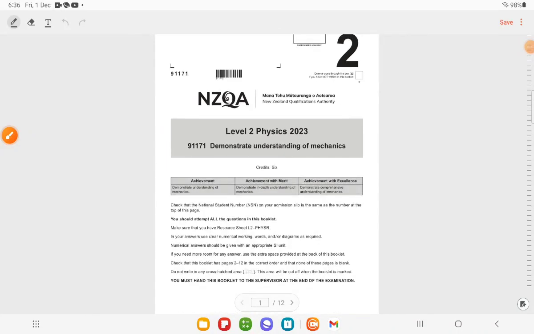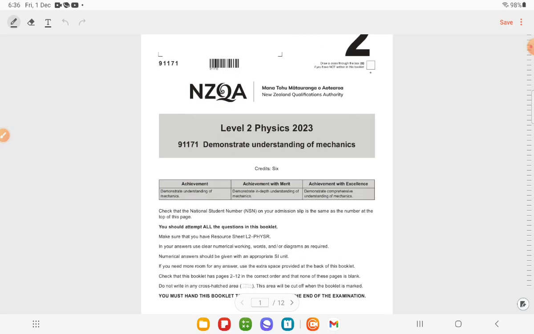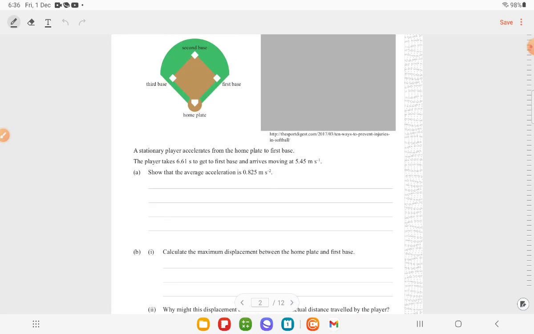Hello everyone, this will be the Level 2 Physics 2023 full walkthrough. Let's get right into it.